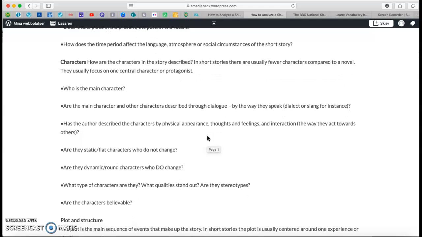The characters are, of course, important, and you should describe the most important characters. Usually there aren't so many. So focus on one or two characters that are the main ones. And try to describe if they are static or flat, or dynamic or round. That means, do they change anything? Are they problematic? Do they seem like real people?